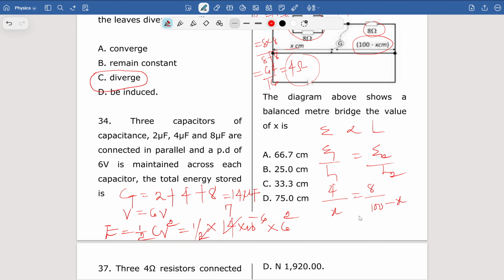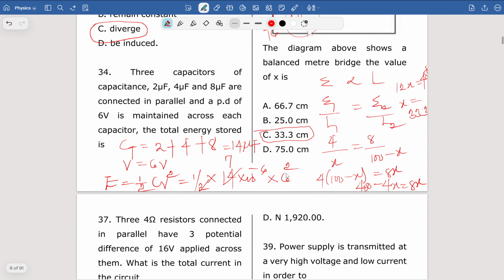So 4 divided by L1, that is X, is equal to E2, that is 8 divided by the other distance there, 100 minus X. So when you cross multiply, you're going to have 4 into bracket 100 minus X is equal to 8X. It gives 400 minus 4X is equal to 8X. So at the end of the day, you're going to have 12X is equal to 400. So X is equal to 400 divided by 12. So that will be 33.3 centimeters. So very close one there. And you have option C. Okay.